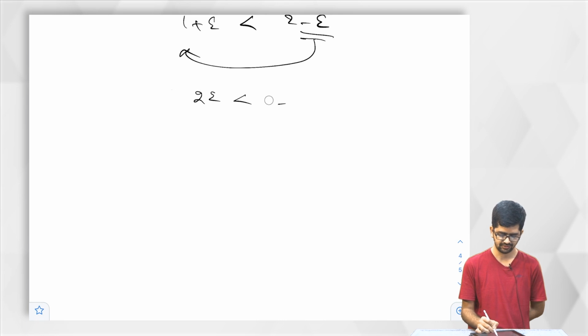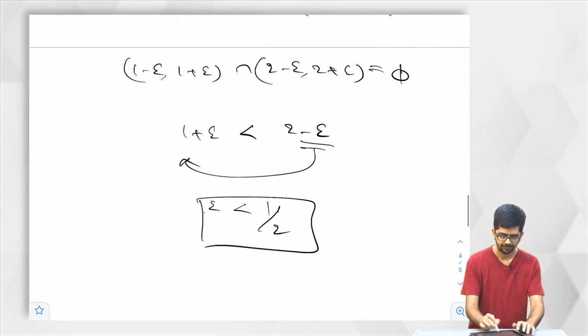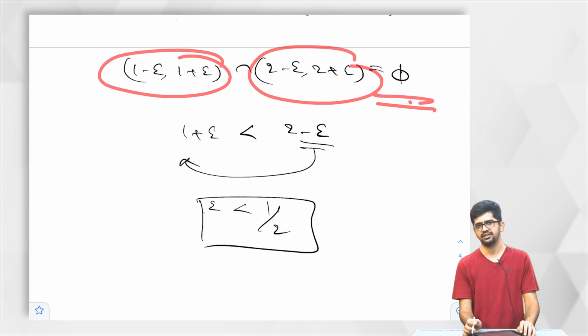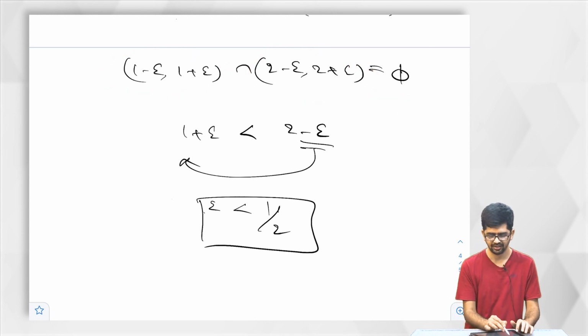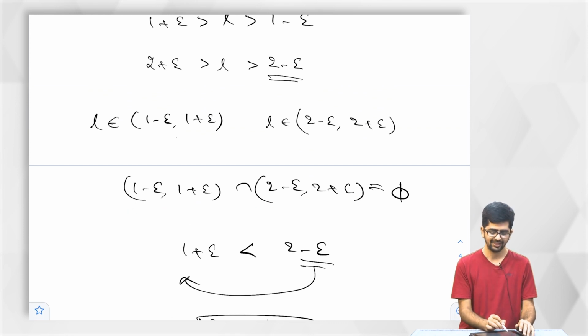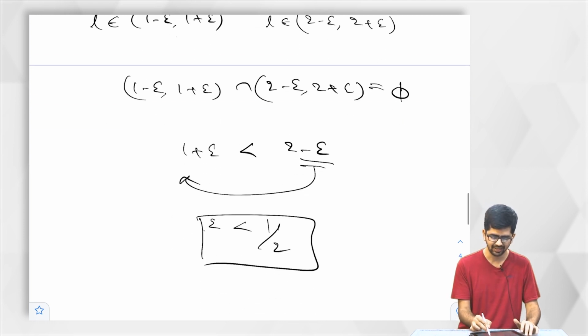This one is gone. So, that gives you 1 here and this 2 is gone. That gives you half. So, if I choose epsilon to be less than half, these two will have empty intersection. There will be no element in the intersection. So, this says I cannot find, forget about L satisfying the convergence and the other properties, I cannot even find L here.